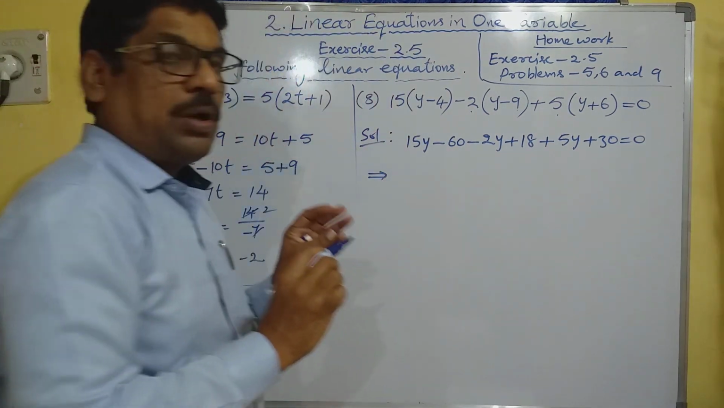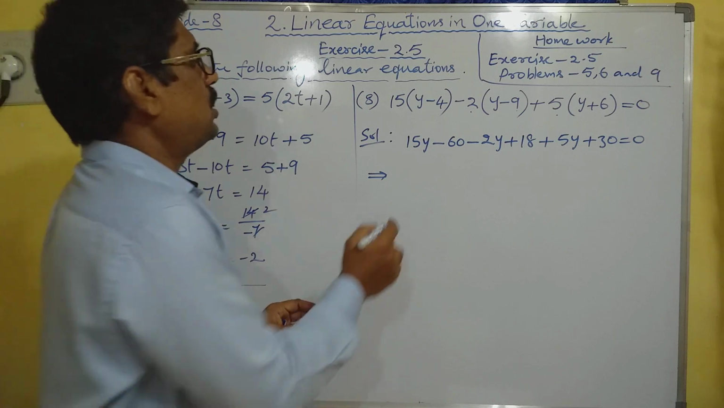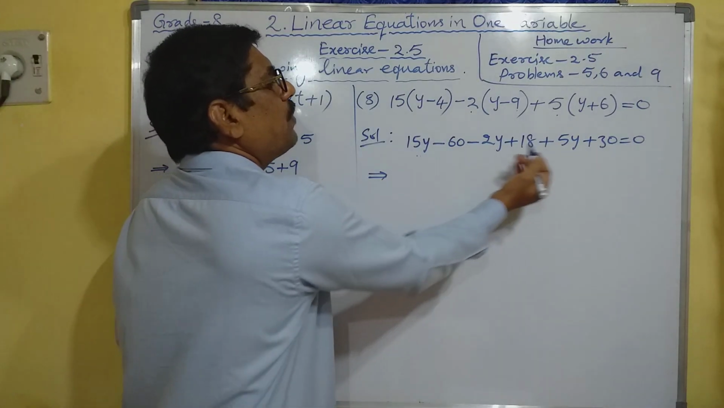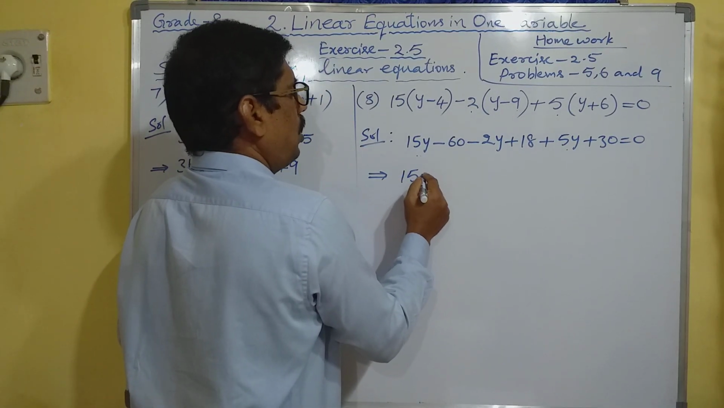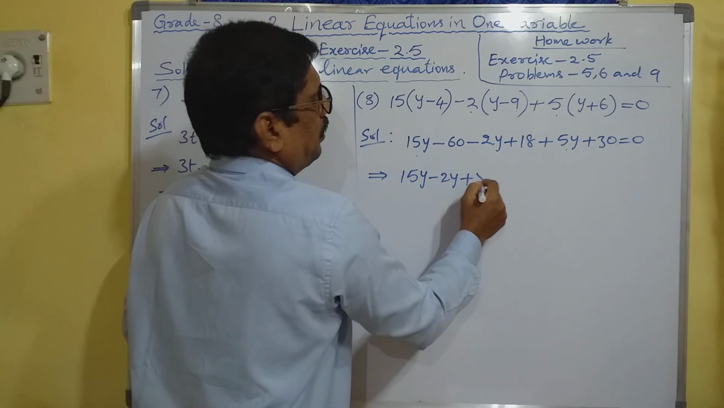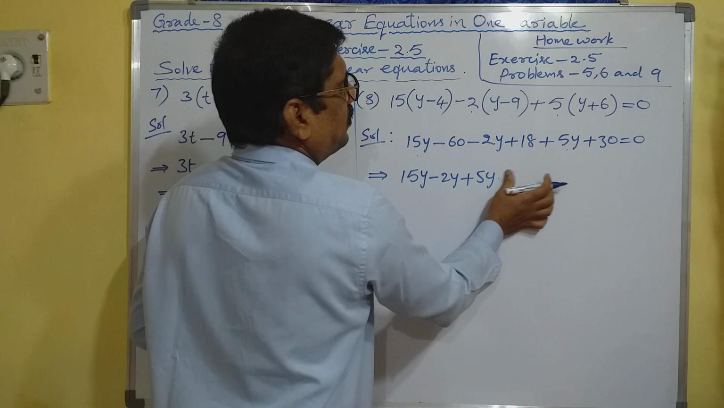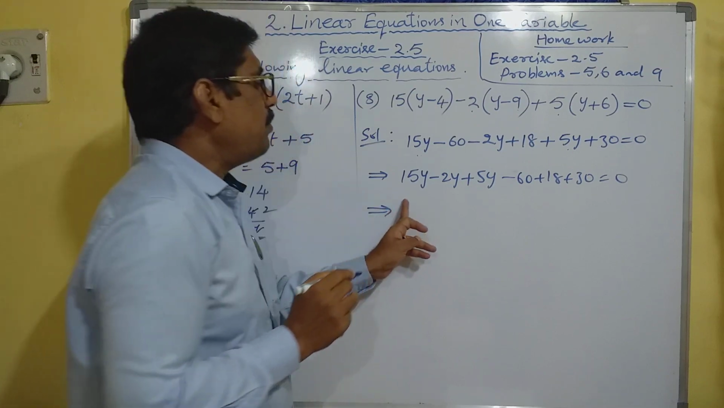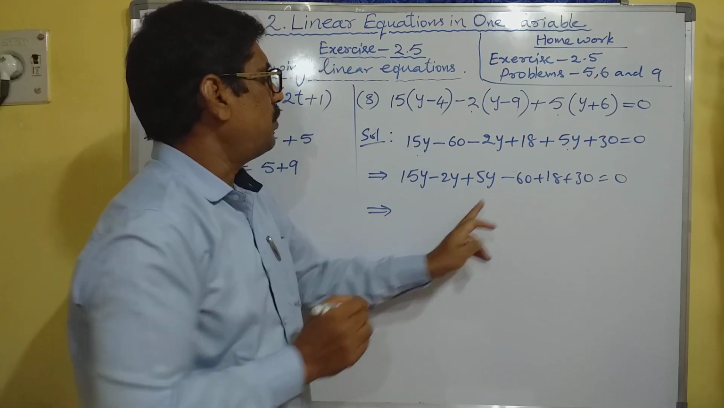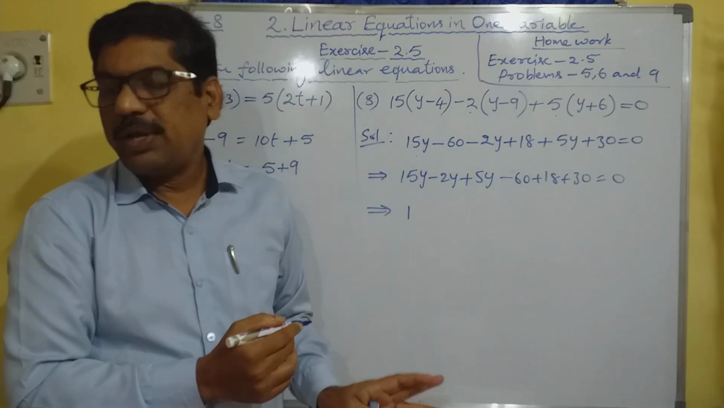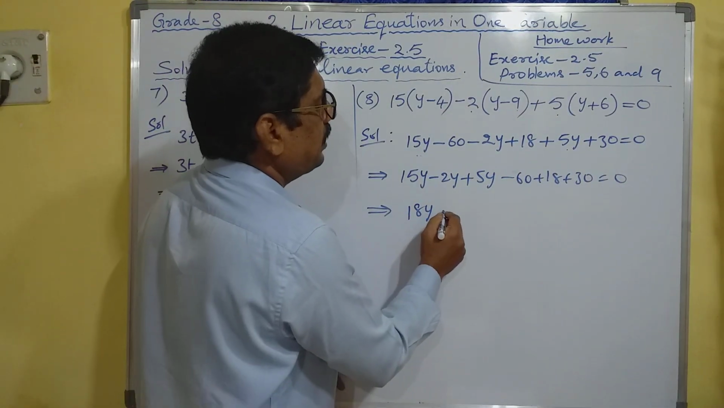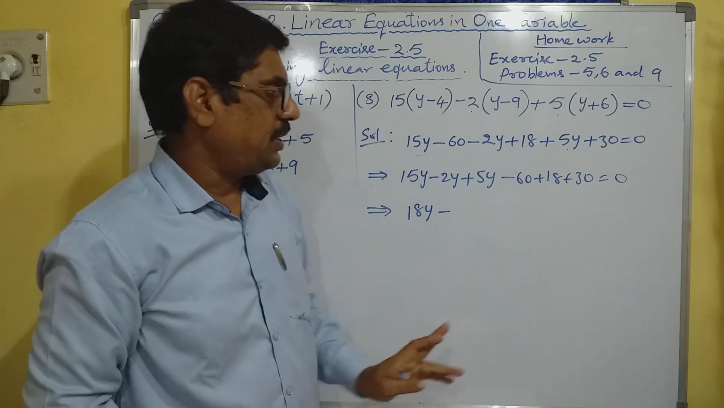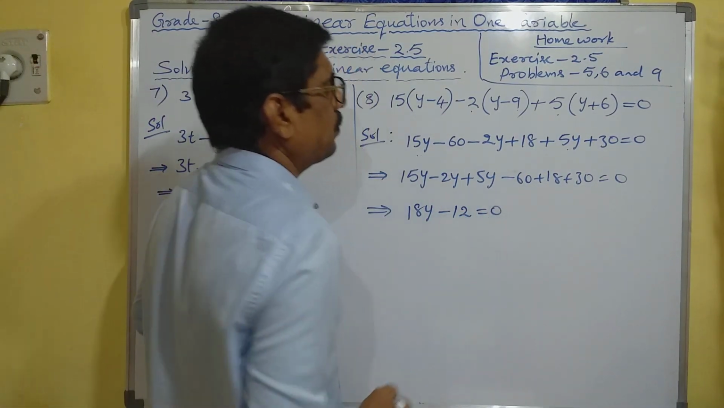Now, let us add all the terms with the variables. First, 15y minus 2y plus 5y. So let us write all at one place, 15y minus 2y plus 5y, and the constants minus 60 plus 18 plus 30. Now look at this. 15 minus 2 is 13. 13 plus 5 is 18. 15y minus 2y is 13y. 13y plus 5y is 18y. Minus 60 plus 18 is minus 42. Minus 42 plus 30 is minus 12, is equal to 0.